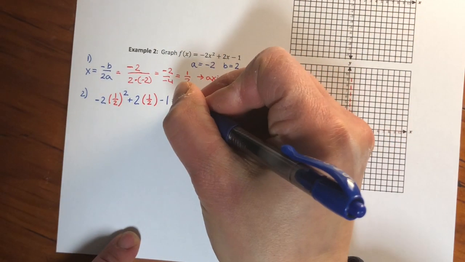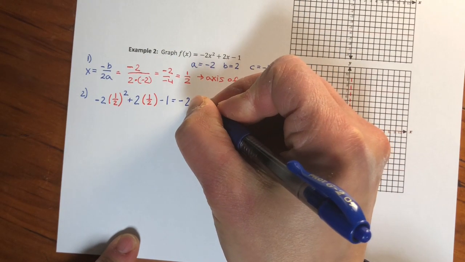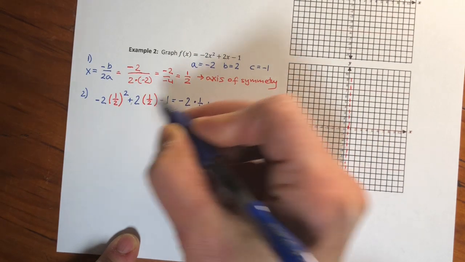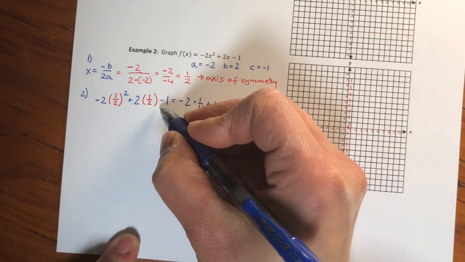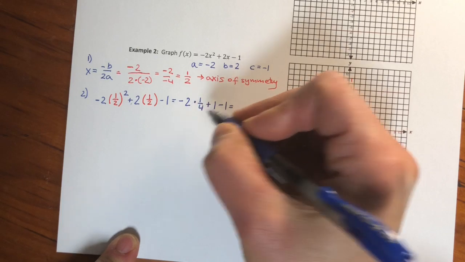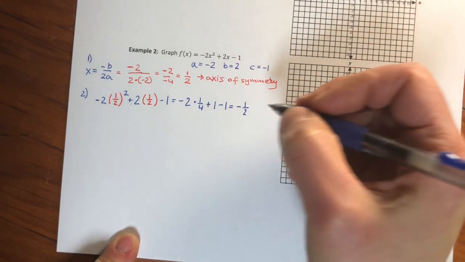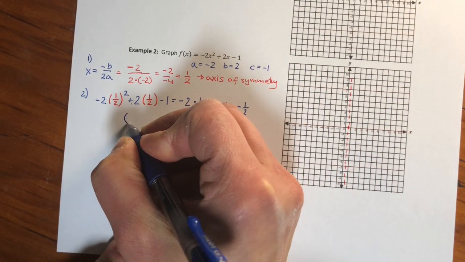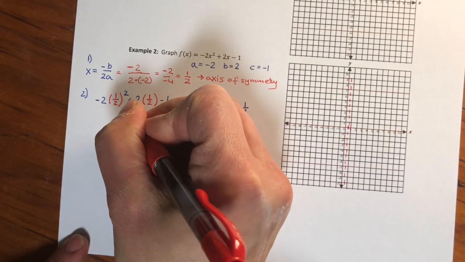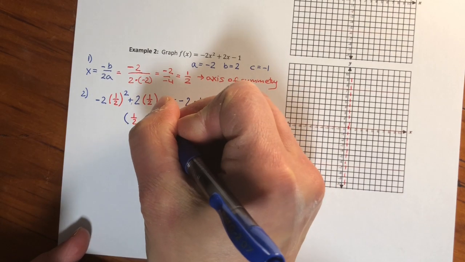We need to follow the order of operations. Negative 2, 1/2 squared, it's 1/2 times 1/2, that's 1/4. Plus, I can multiply those two, half of 2 is 1, and then -1 is from here. Negative 2 times 1/4 is negative 1/2. And 1 minus 1 is 0. So what I did find is that the x-coordinate of the vertex was 1 over 2, and the y-coordinate of the vertex is negative 1 over 2.